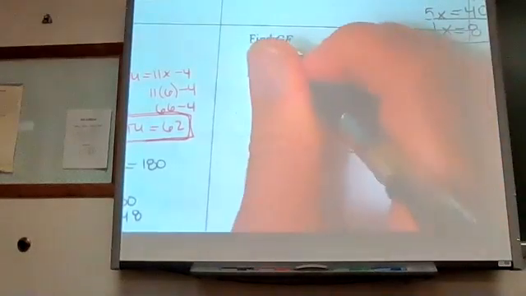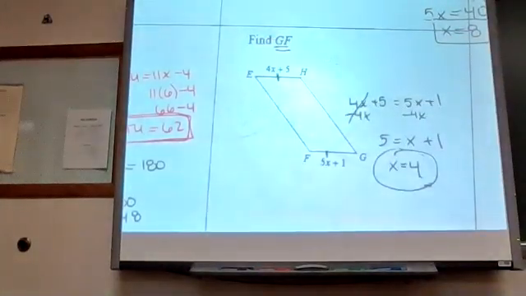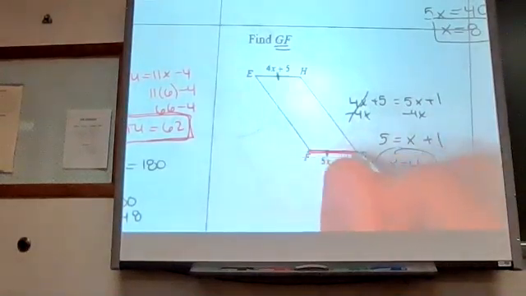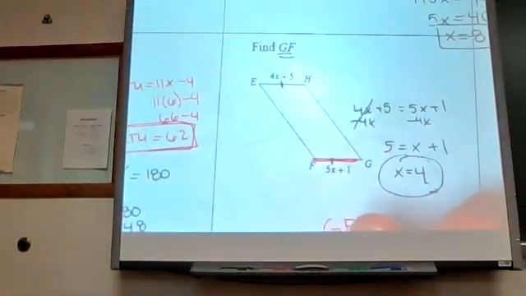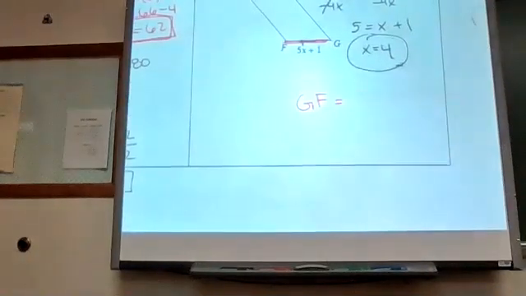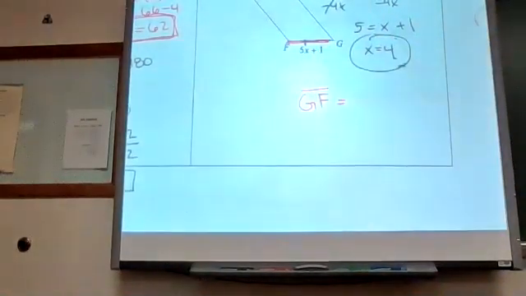Well, great that x equals 4, but we need to go back and answer the question, which is find GF. GF is here. What would GF equal if x is 4? What would GF equal? 21. I think you subtracted one maybe instead of adding one. Oh, yeah. 21.